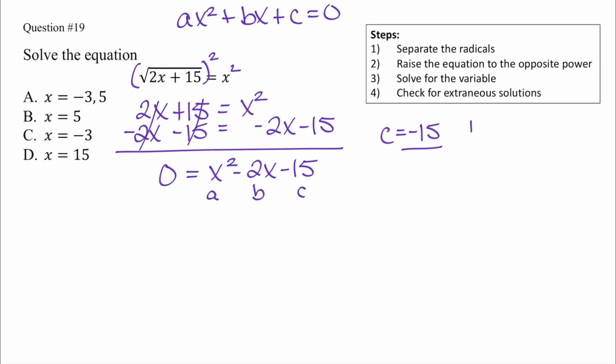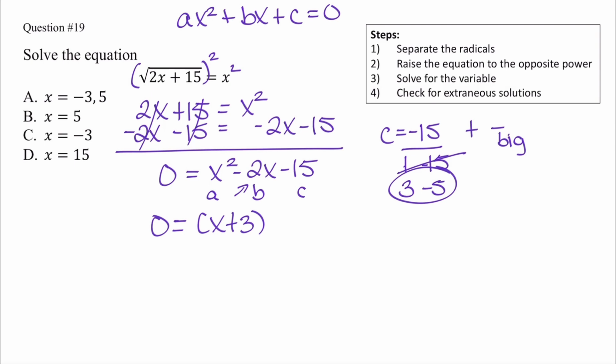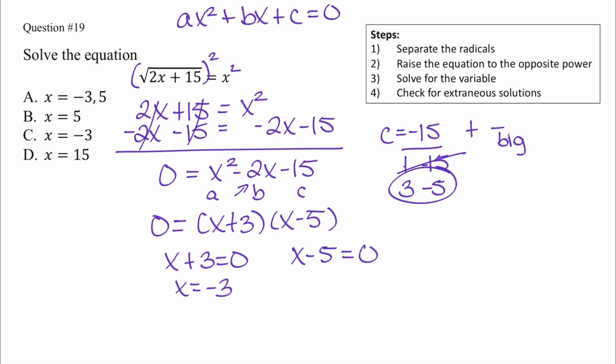Okay, so since it's negative, I need a positive and a negative factor. I'm going to list out the factors of 15. So I have 1 and 15 and 3 and 5. My 2 here is negative, so I'm going to make my bigger factor negative. And see, 1 and negative 15 is negative 14, so that's no good. So 3 and 5 is my correct combination. So I have 0 equals x plus 3 times x minus 5. So now I set each factor equal to 0, and I am going to solve for x. So I have x equals negative 3 and x equals positive 5.